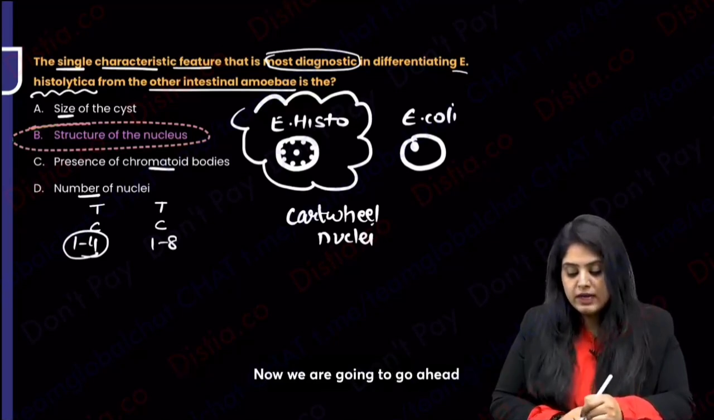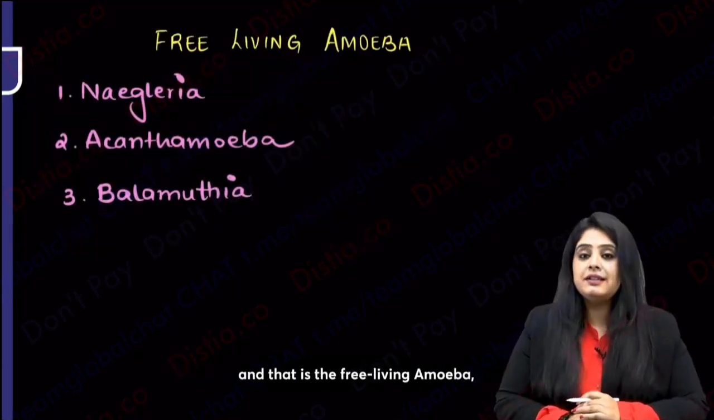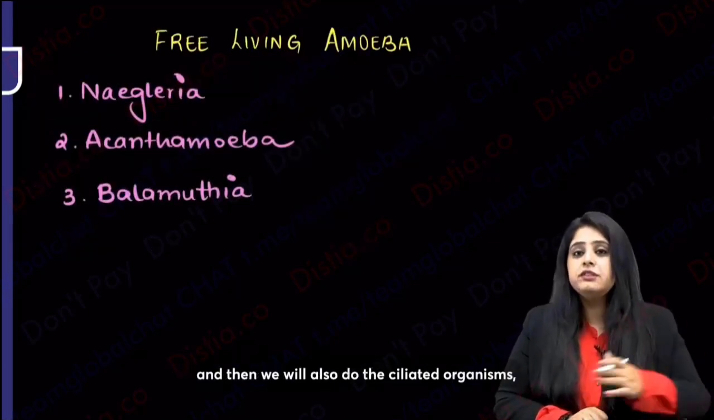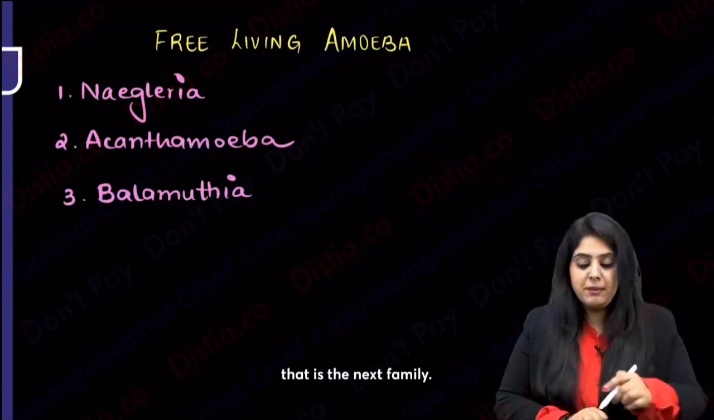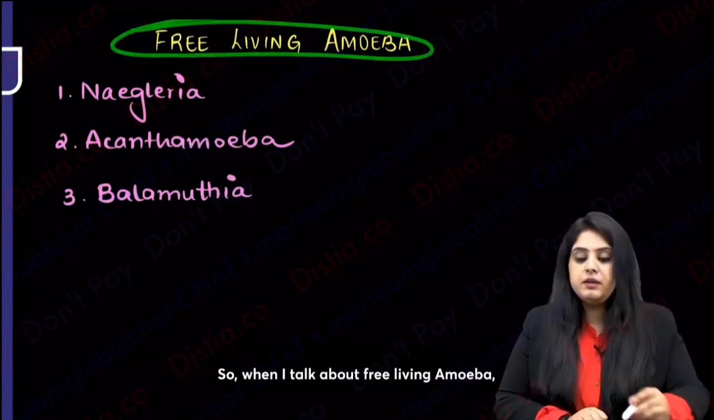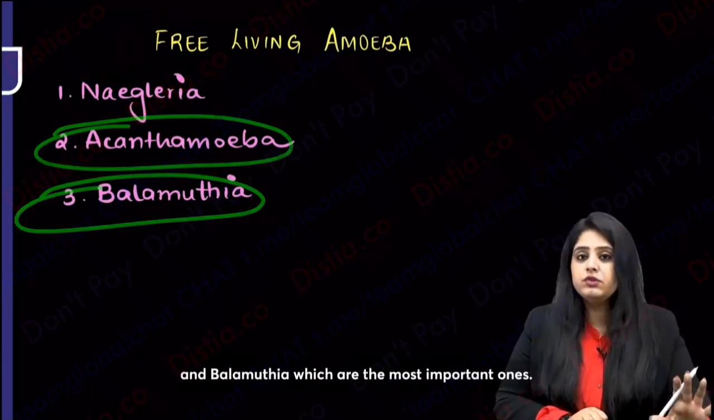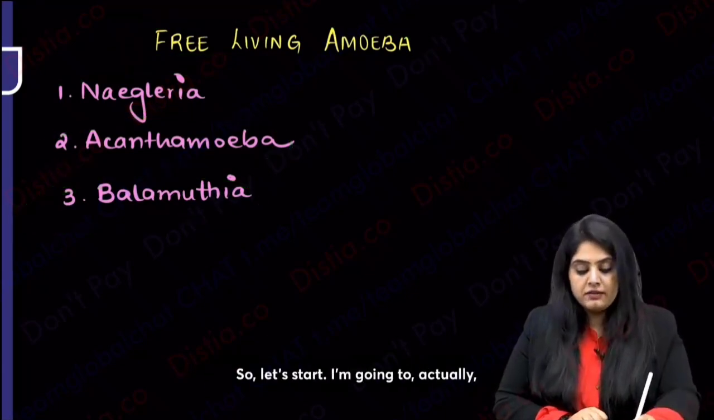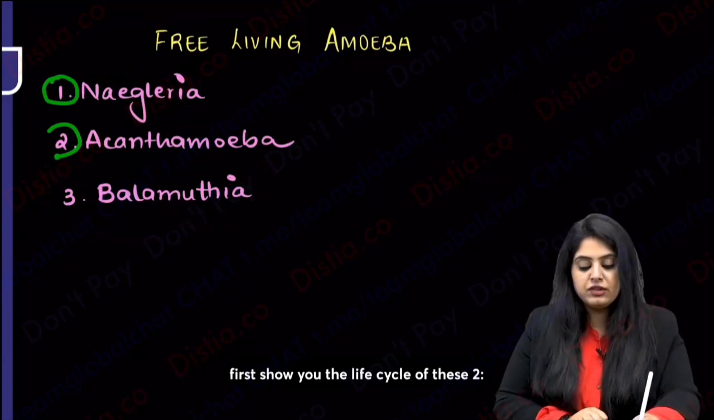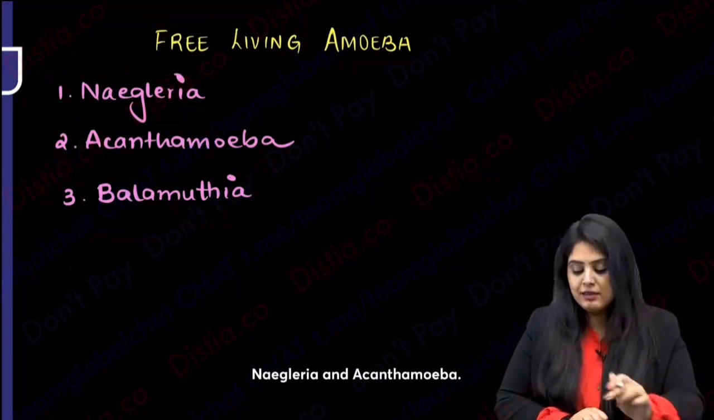Now we are going to go ahead and start with the next topic, and that is the free living amoeba, and then we'll also do the ciliated organisms. That's the next family. So when I talk about free living amoeba, we have Naegleria fowleri, Acanthamoeba and Balamuthia, which are the most important ones. So let's start. I'm going to actually first show you the life cycle of these two, Naegleria and Acanthamoeba.